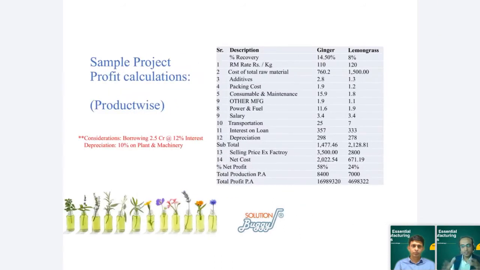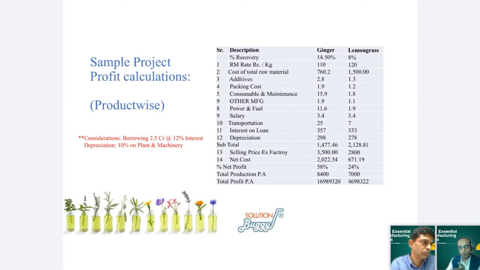Now I'll tell you how these figures come. I'll give you two brief examples, ginger and lemongrass, showing how the net profit is covered. In percentile recovery, the essential oil content of ginger is around 14.50%, and in lemongrass it is 8%. The raw material per kg of ginger is 110 rupees and lemongrass is 120 rupees. Considering the recovery for 1 liter of ginger oil or lemongrass oil, the raw material cost used is 760 rupees for ginger and 1500 rupees for lemongrass.